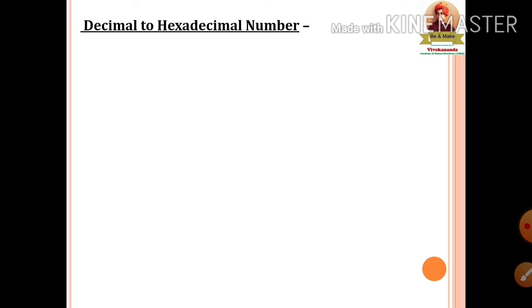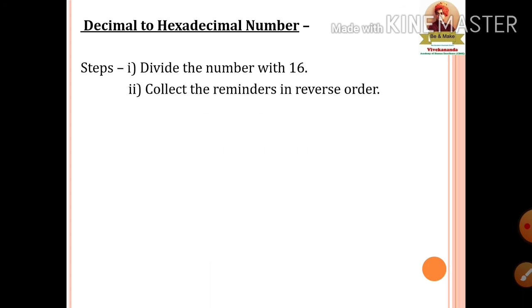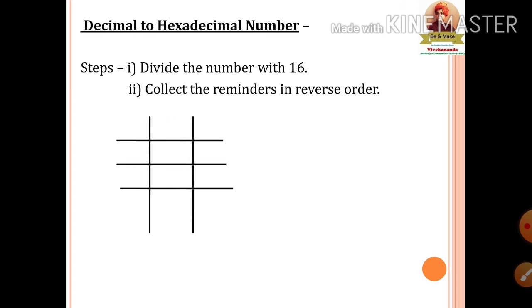In the same way we are going to convert decimal to hexadecimal number system. To convert decimal number system to hexadecimal number system, we are going to divide the decimal number by 16 and we are going to collect the remainders in reverse order. So let us consider one example as 960. 960 is a decimal number.